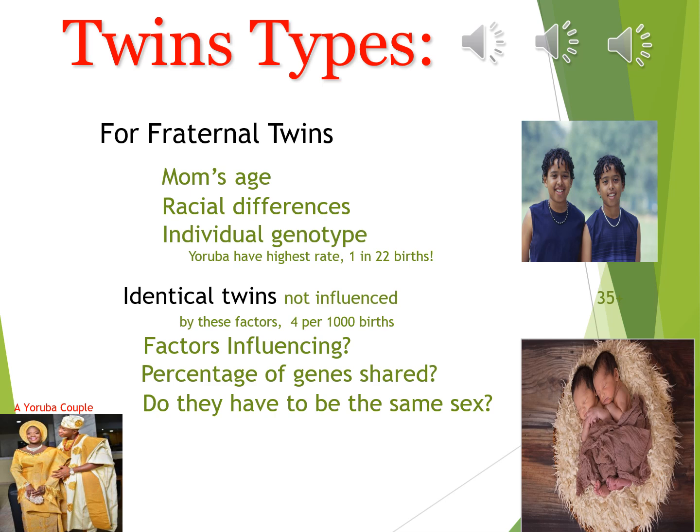The people most likely to have fraternal twins in the world are the Yoruba people, shown as a Yoruba couple. It's a hard word to say, Yoruba couple. And they have about 1 in 22 births, which is definitely on the highest end. Now, identical twins, not influenced by factors, this is random chance, only about 4 out of 1,000 births. So if you're an identical twin, what a special rarity.